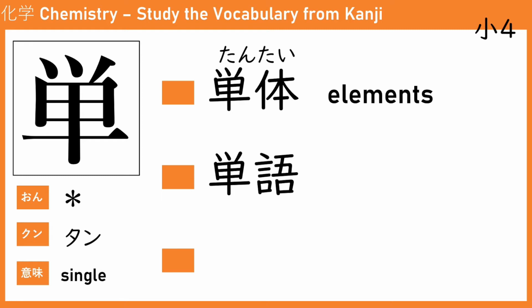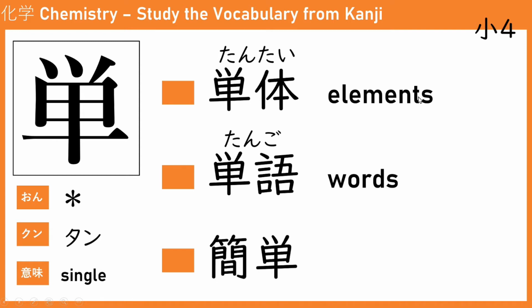You also know this word, tango. The single language, which means words. So this is like words, tango. One word. This one is also easy. Kantan, which means easy. You have learned this before, I guess. So kantan means easy, simple.